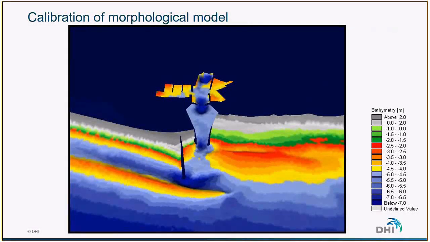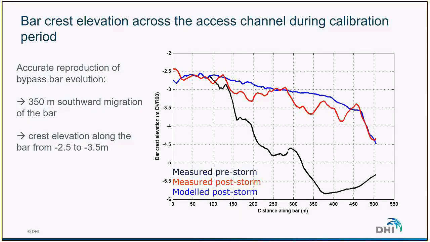Here is an animation of the calibration of the model. So we can see that during the selected storm, the bar is moving towards south. And the model results were pretty good. So what we see here is the measured elevation along the bar. We can see in black what was measured before the storm, and in red what has been measured after the storm. So we can see that the bar has been moving towards south quite a lot. And in blue, we can see that the model was performing quite well to reproduce this behavior.